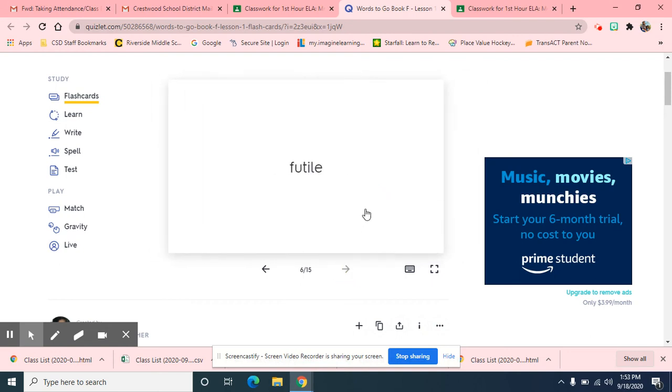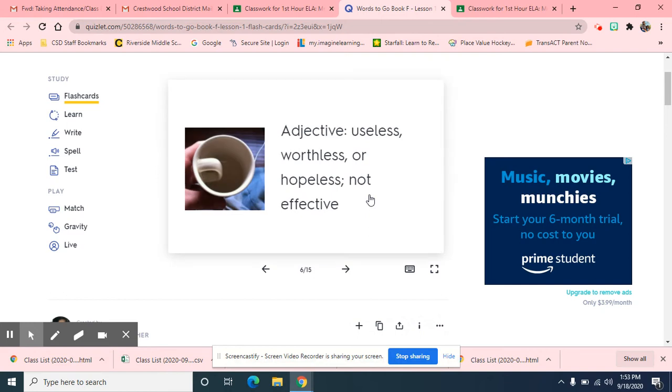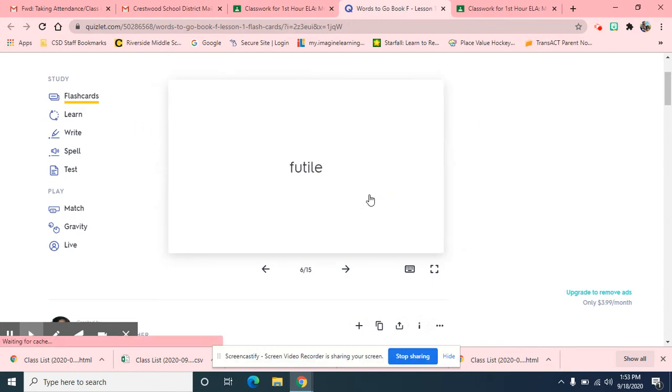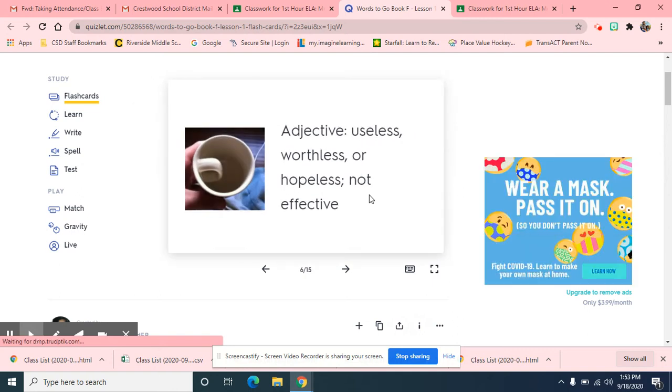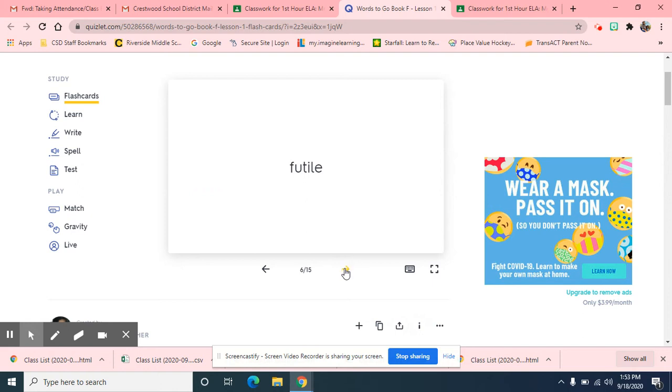The next word is futile. Futile is an adjective, useless, worthless, or hopeless, not effective. You can see this cup is futile. It is not useful because it's not a normal cup. It could be something that's damaged, like a chair, a broken chair. It becomes futile. It's not useful anymore.